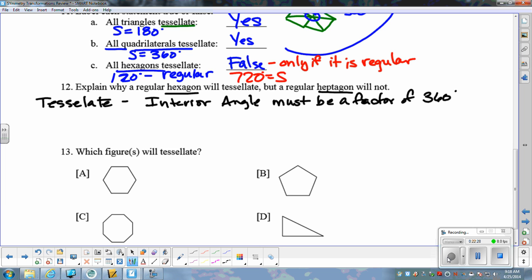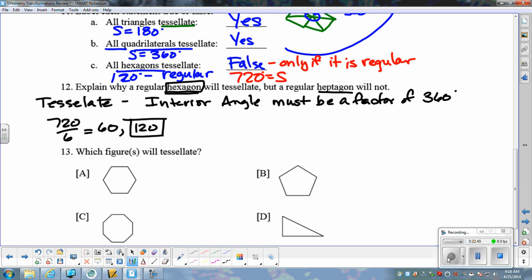In the case of a regular hexagon, which has 6 sides, 720 divided by 6 means that each interior angle will be 120 degrees when I subtract that from that. So yes, that will be a factor of 360.